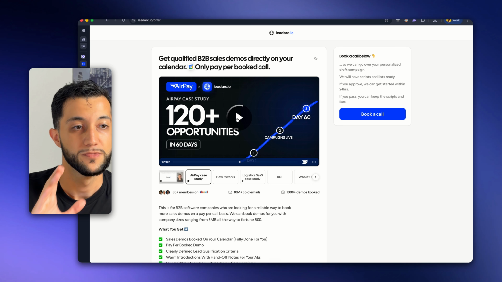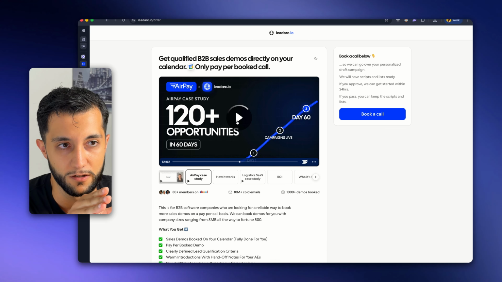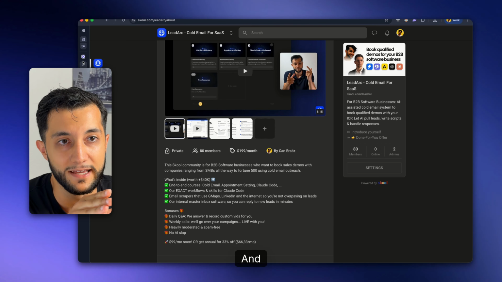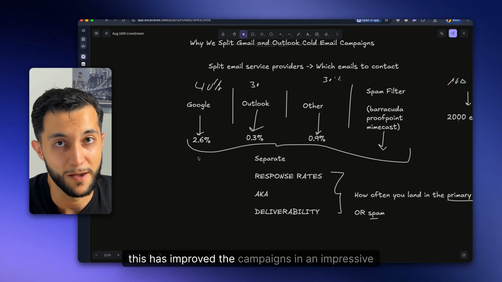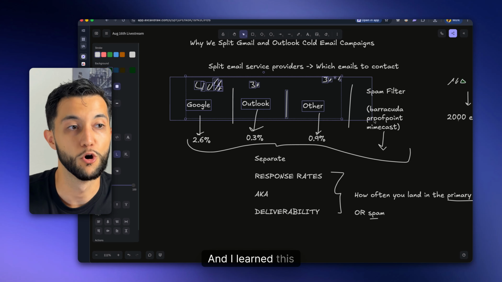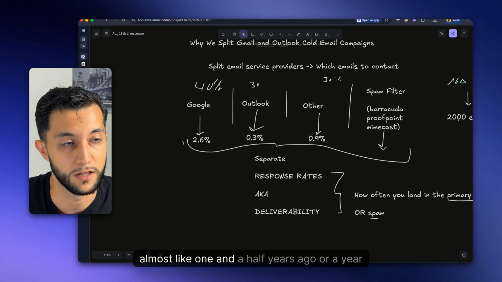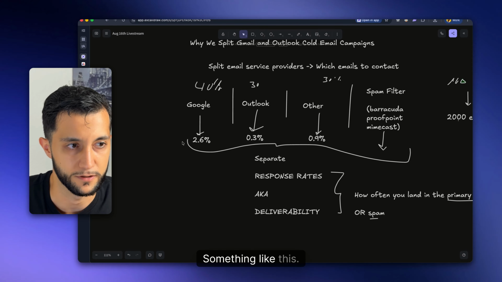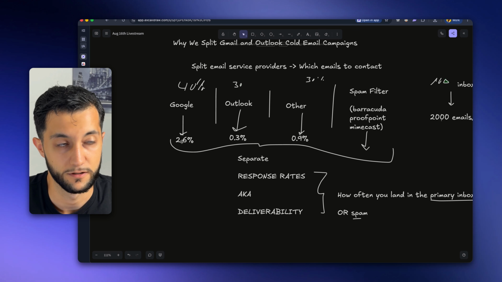Okay. This is exactly what happened for AirPay, right? And this has improved the campaigns in an impressive way, like super impressive. And I learned this almost 1.5 years ago, or a year ago, something like this. Wild, right?